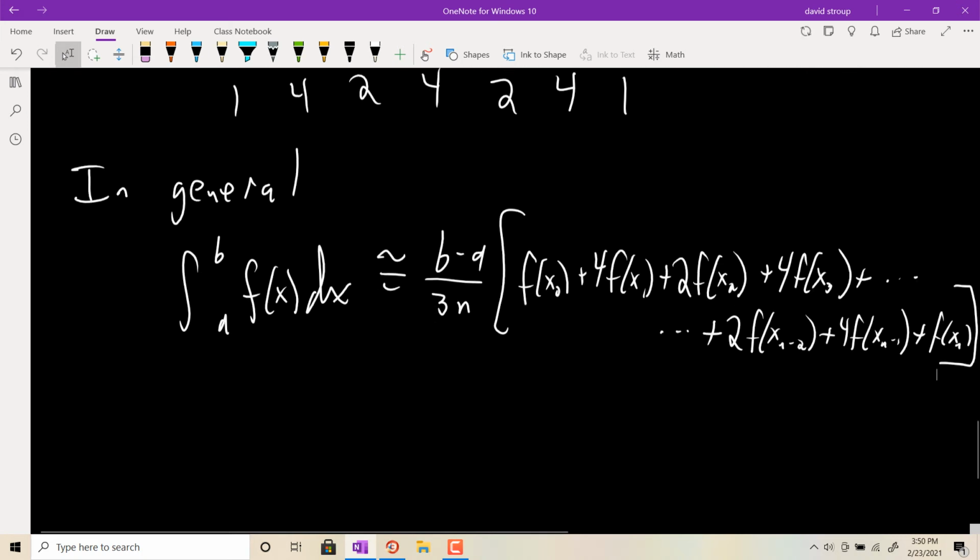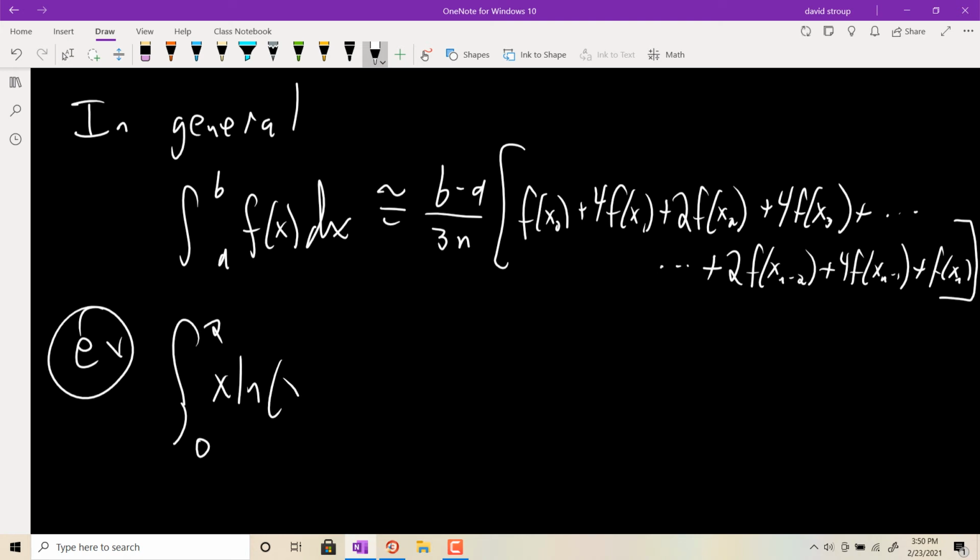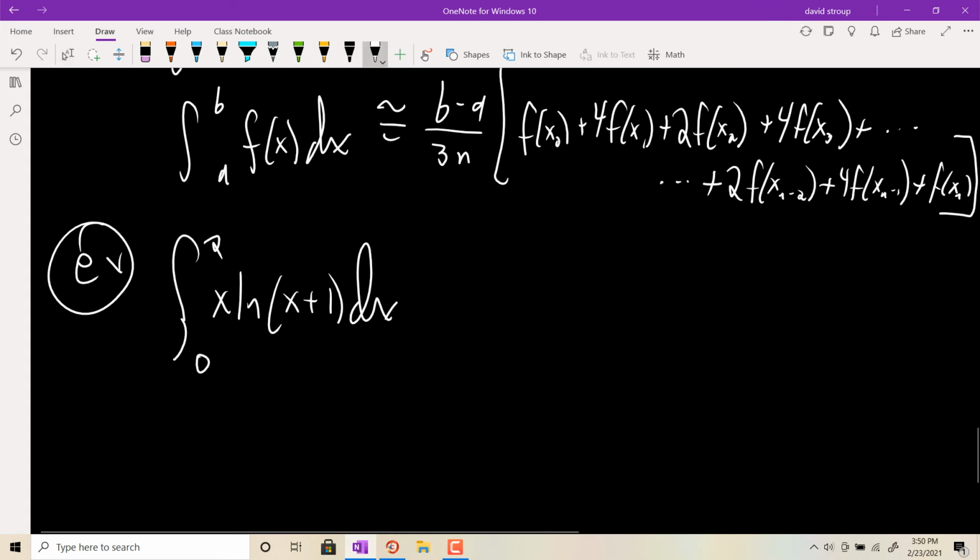Okay, so let's then go ahead and try Simpson's rule on one of these. So this will be another example. It used to be in the book. Integral from 0 to 2 of x ln of x plus 1 dx. Okay, this integral is a little harder, but I think you could probably do it by parts if you wanted to. Let's do it using Simpson's rule anyways, just for the sake of learning something.